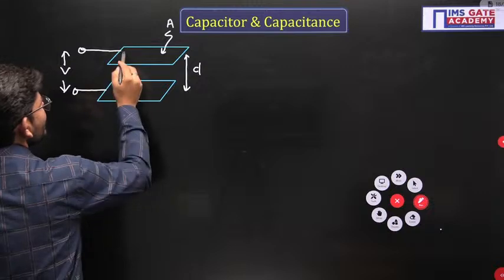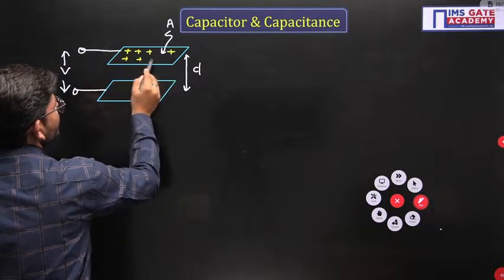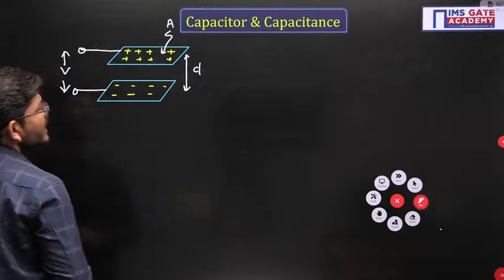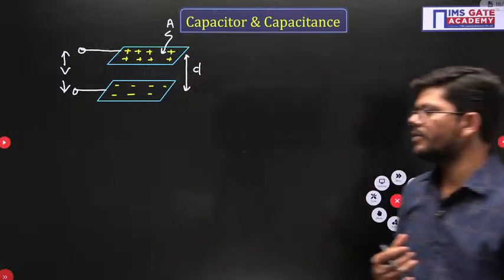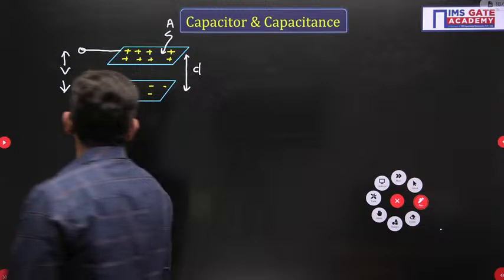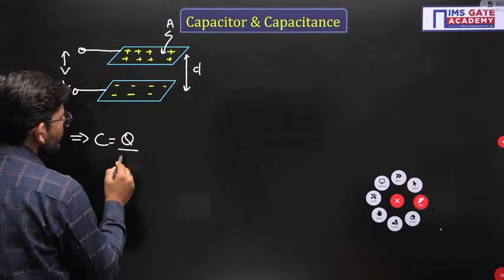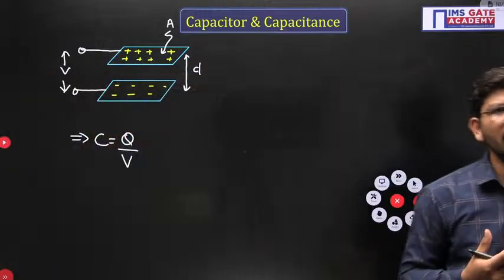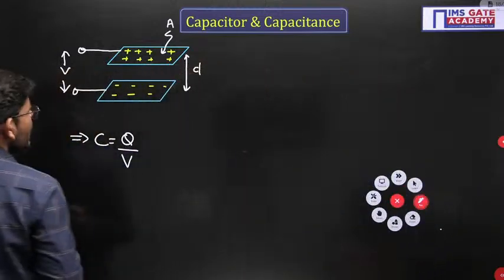Now when you apply the potential, what will happen? The plates will get charged like this, and in between the plates there will be some insulating material. Now if you want to find the capacitance, that will be Q over V, isn't it? The capacitance will be the charge divided by the applied voltage.